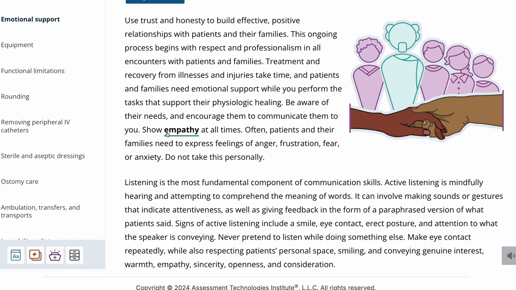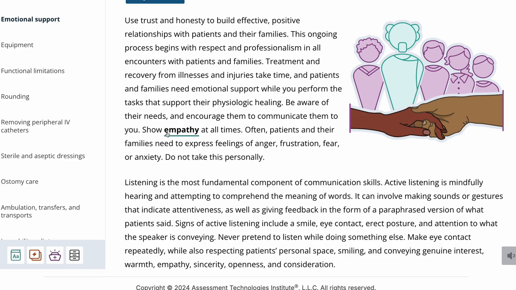So sympathy means I can sympathize with you because I've experienced it, right? So let's say my mom's been in the nursing home before, and now your mom's getting ready to go in a nursing home. I can sympathize with how you feel because I've been there. But with empathy, it's different because I don't know what it feels like.